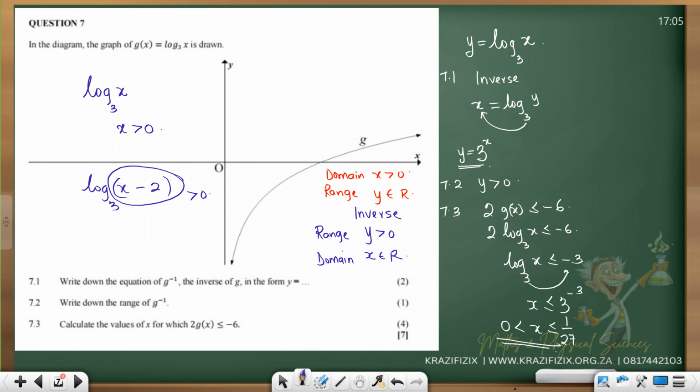Guys, are we okay with those 7 marks? Many a times learners forget to put a boundary. That boundary is important. Nui, are you okay?